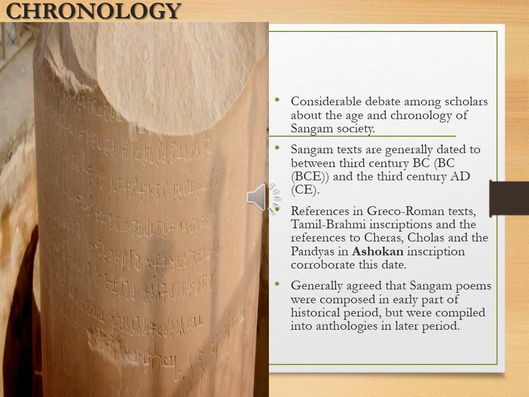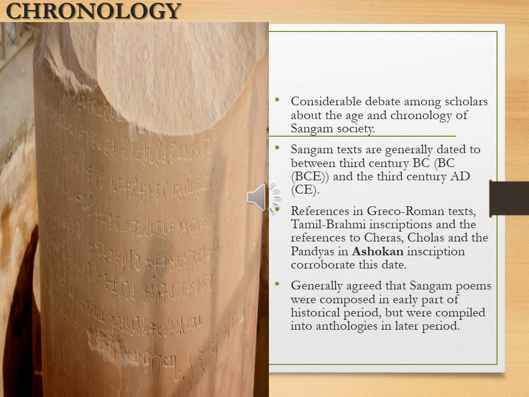The references in Greco-Roman texts, Tamil Brahmi inscriptions, and the references to the Chera, Chola, Pandya in the Ashokan inscription corroborate this date. Ashoka was the famous Mauryan king. In his inscription, he mentioned that to the south of his Mauryan Empire, three kingdoms existed. So three rulers existed: Chera, Chola, Pandya.